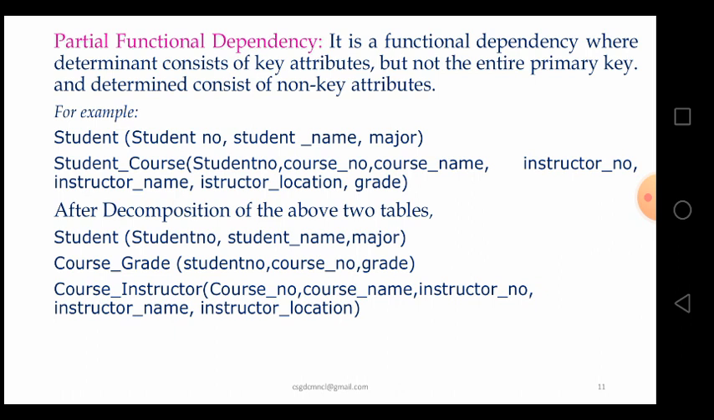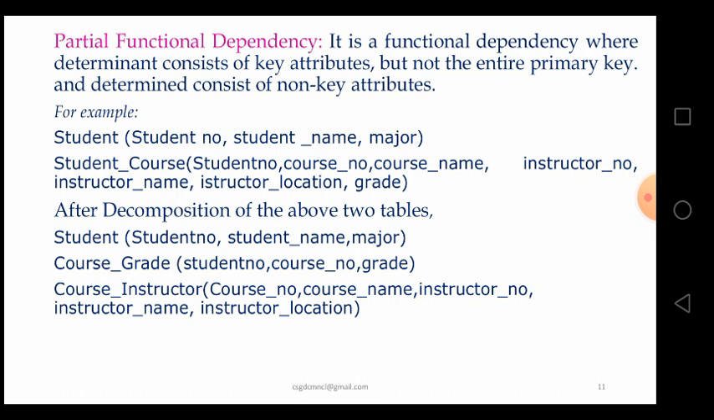For example, student: under that, student number, student name, major. And another one is student course: under that, student number, course name, instructor number, instructor name, instructor location, grade.